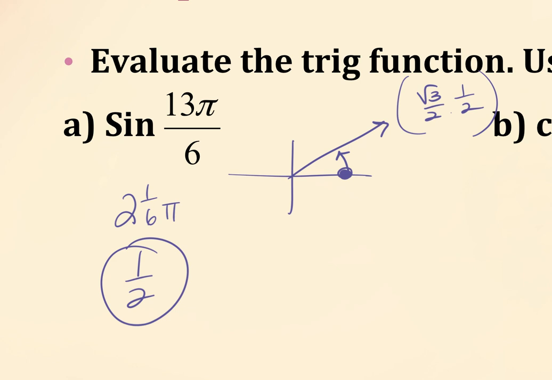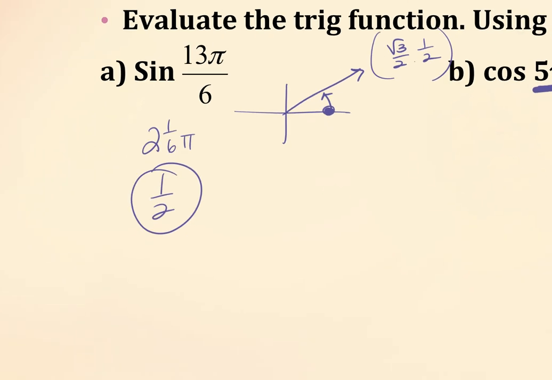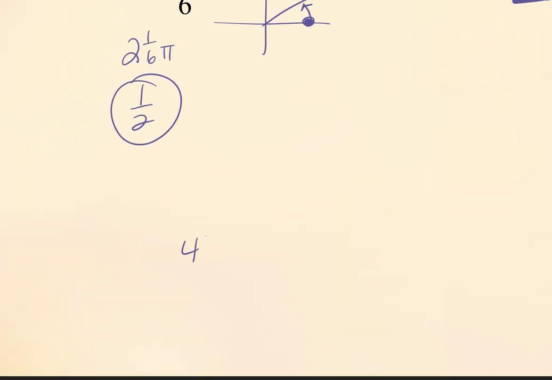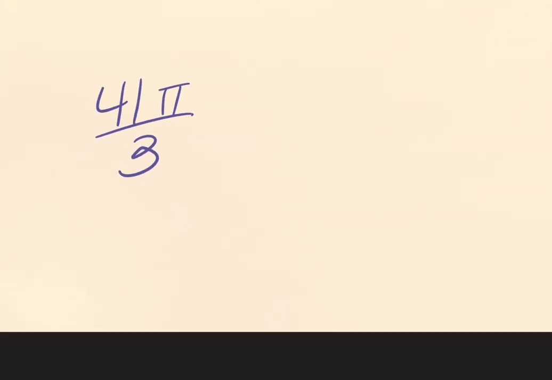Can't you also just subtract 2 pi? Yeah, the problem is, I could give you something like that. Do you want to keep subtracting 2 pi? No. So convert it. 41 over 3 is what in mixed number form?